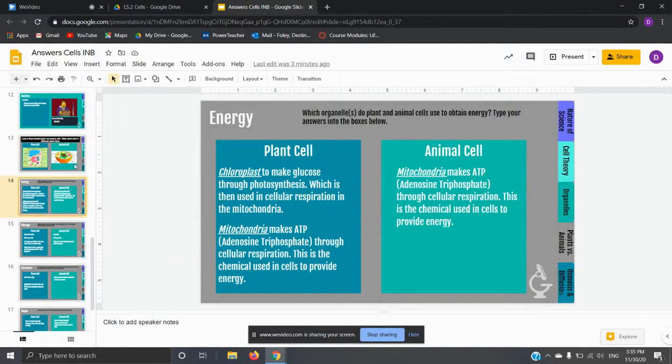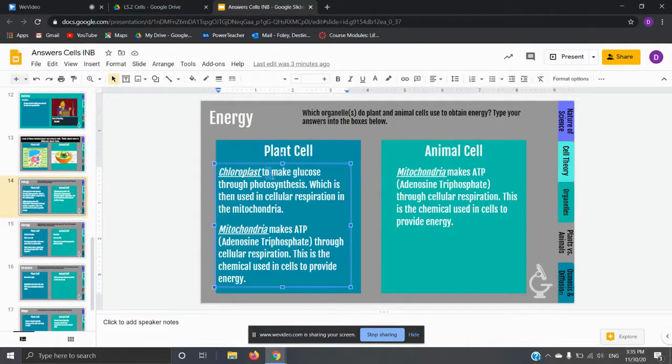So let's go to slide 14. Energy. How do these cells get their energy? In plant cells, there are chloroplasts that make glucose through photosynthesis. Glucose is just sugar, which is then used in cellular respiration in the mitochondria. Okay? So the chloroplast makes a sugar. The sugar then goes to the mitochondria. In the mitochondria, it makes ATP, which is just a short word for adenosine triphosphate. You don't need to worry about what that is right now.